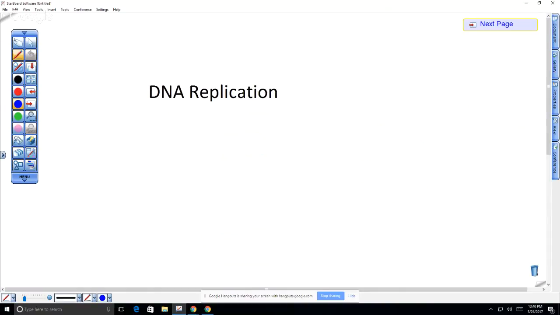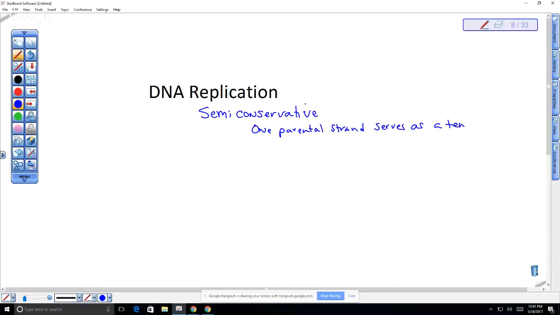So let's talk about DNA replication. Replication is what is referred to as being semi-conservative. What that means is that one parental strand is conserved, and a new strand is built. So I'll just put that one parental strand serves as a template for building another strand.